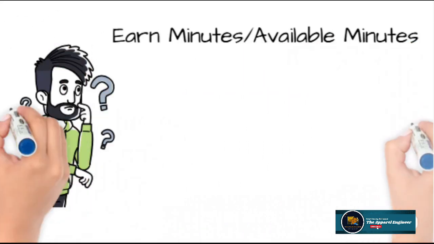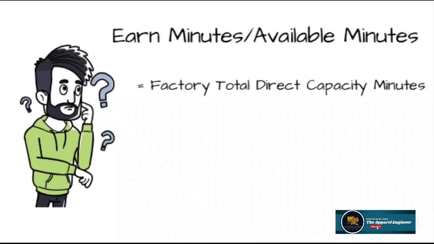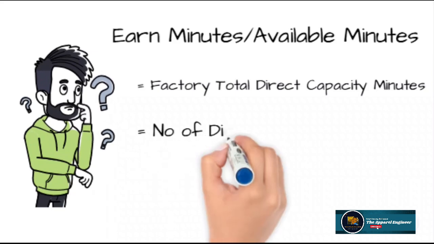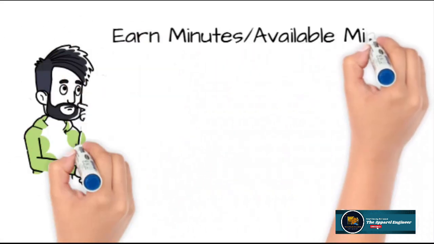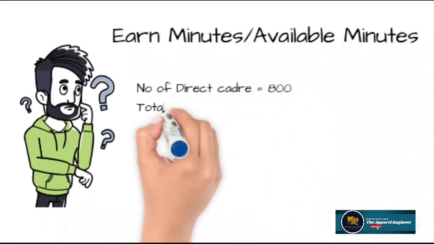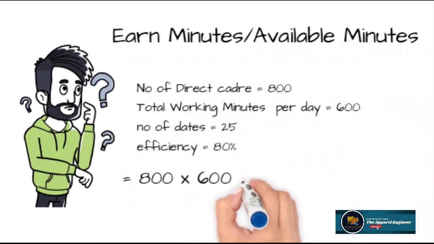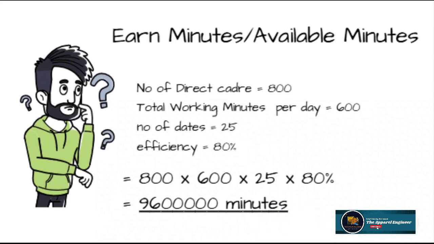To calculate CPM and EPM, we need to determine the total available minutes, also known as factory total direct capacity minutes. This is calculated using the formula: number of direct cadre times total working minutes per day times number of days times efficiency. This value represents the total productive minutes available in the factory, which is crucial for accurate CPM and EPM calculations. Let's see an example of how to calculate factory total direct capacity minutes, applying some values.